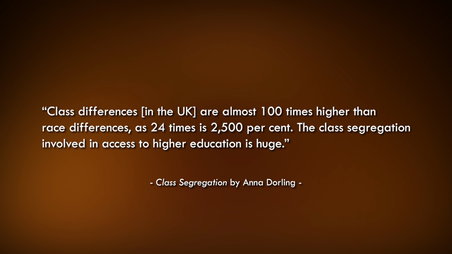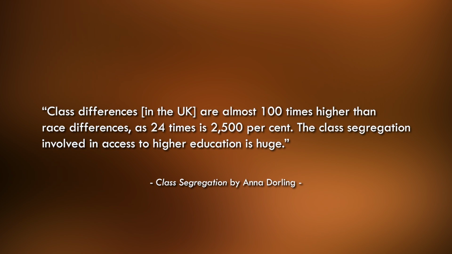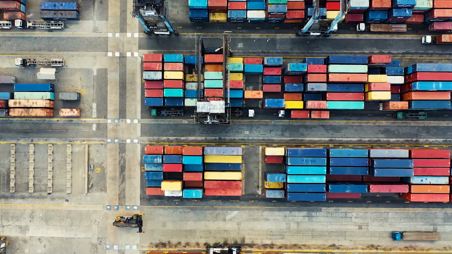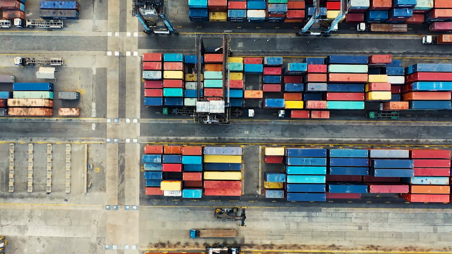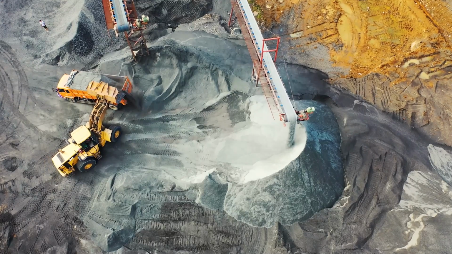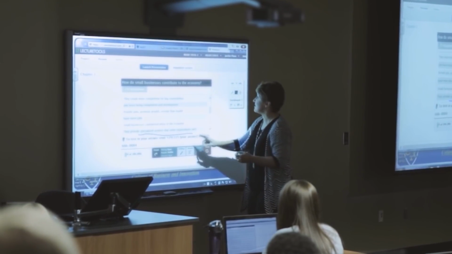Class differences in the UK are almost 100 times higher than race differences, as 24 times is 2,500%. The class segregation involved in access to higher education is huge. The technology of the Industrial Revolution may have created economic opportunity for a rising middle class by freeing up their time and allowing them to upskill, but it was the new education system that really underpinned that.